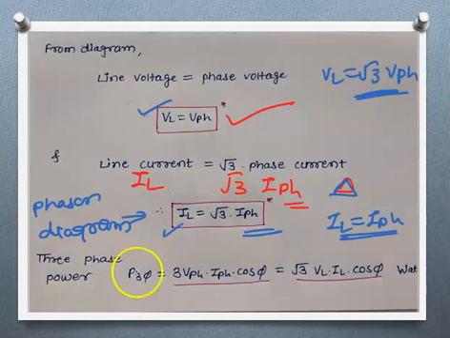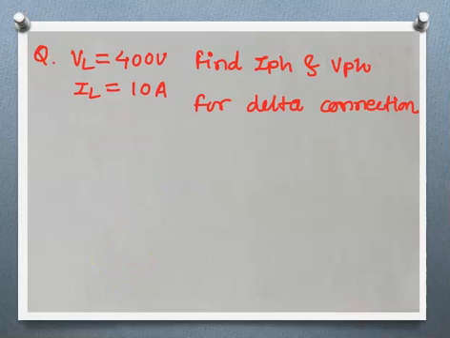But three-phase power in star connection and delta connection remains the same. So three-phase power will be 3 times VPH into IPH into cos phi, or √3 times VL IL cos phi, in terms of watt. This is the three-phase active power we have in the three-phase system. Let's solve a numerical for this.